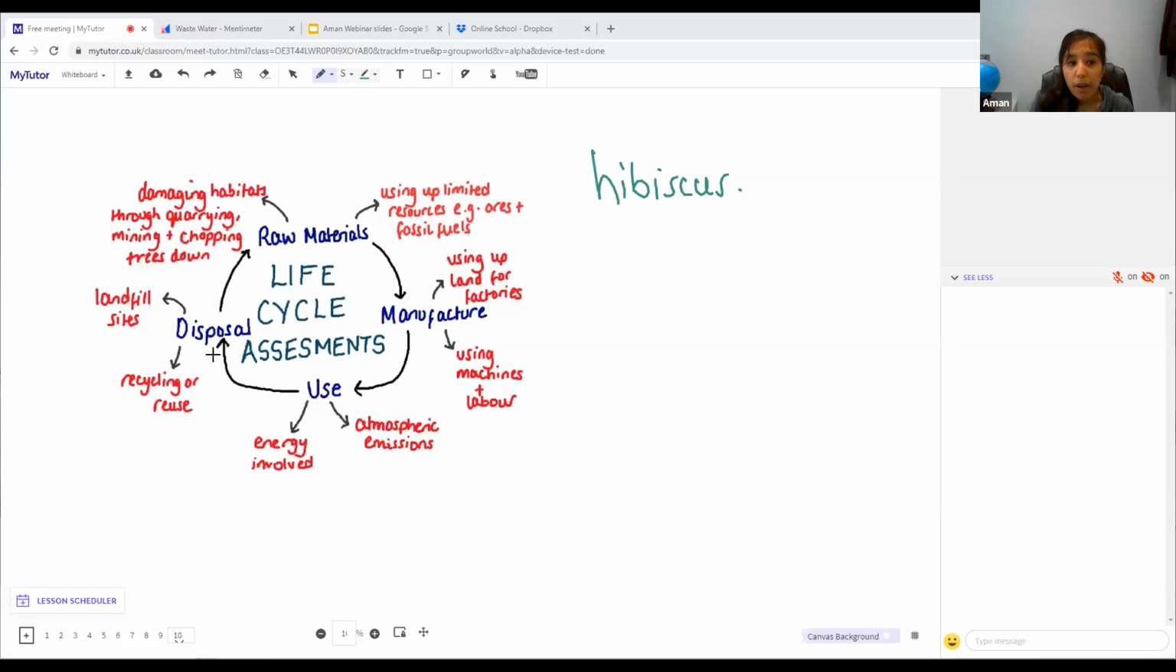The final aspect then is disposal. So once we're done with our pillowcase cover, we don't want to use it anymore. There are two things we can do with it. We either put it in a landfill site or we recycle and reuse it. Some people will go through a process of upcycling. Upcycling basically means using that product to make something else. So some people might make clothing from it, or it will go into landfill, which is actually where most of our pillowcase covers end up.